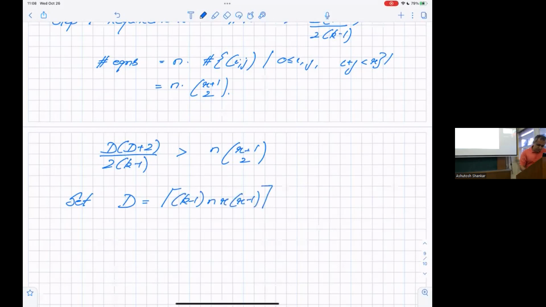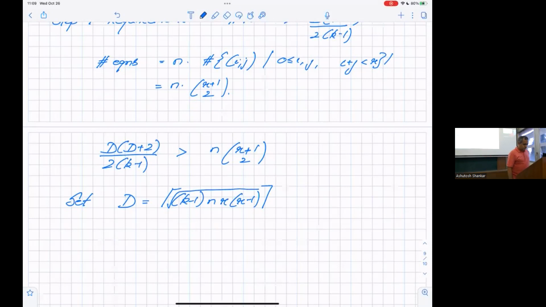Is this r plus 1 choose 2, or just r choose 2? I plus j plus k equals r, so I can take any number... r plus 1 choose 2. Okay, fair enough. Yes, this is correct. If I choose d to be this quantity, this will satisfy the problem.